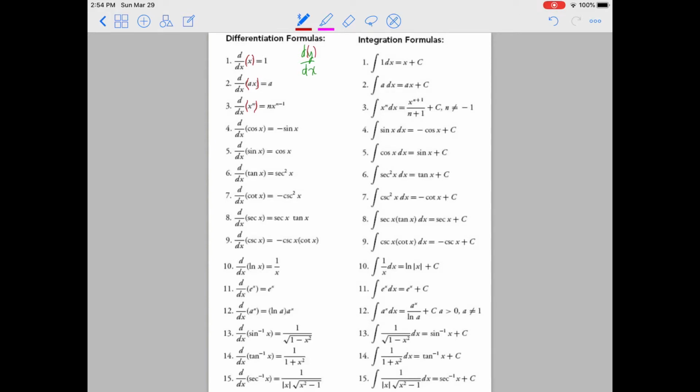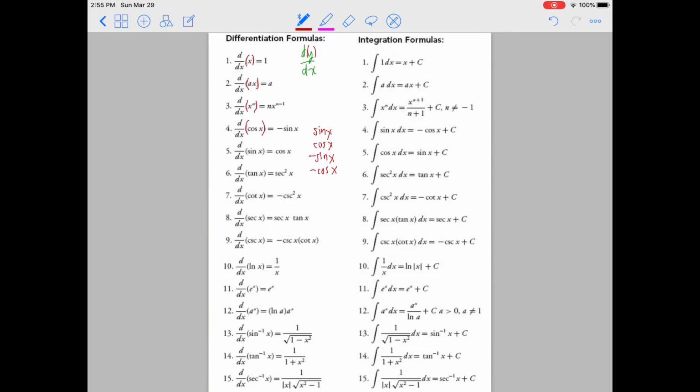I do notice that starting with number 4, they say the derivative of cosine is negative sine. I know we had a mnemonic device to remember that. What was the trig ladder? All right, and as you went down that trig ladder, you could do derivatives.